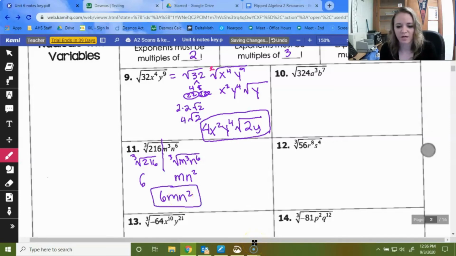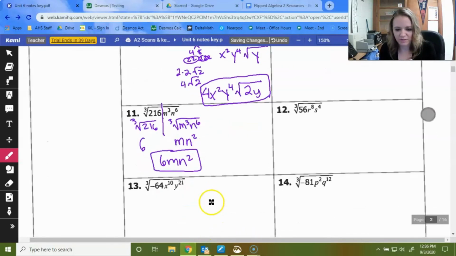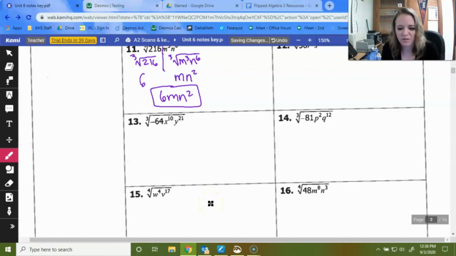So sometimes they come out a little bit cleaner, like this, no square root. Sometimes the square root has to stay. Depends on your leftovers again. Alright, let's go ahead and do another one. That was fun. It's like a little puzzle.